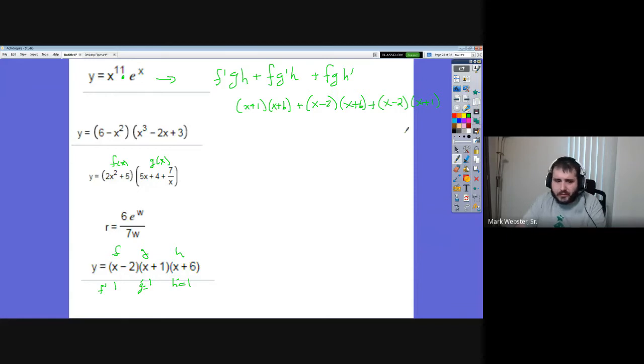If you're on the AP exam and you leave your derivative just sitting like this, you will get full points. Just leave it like that. There's no reason not to. Okay? Product rule.